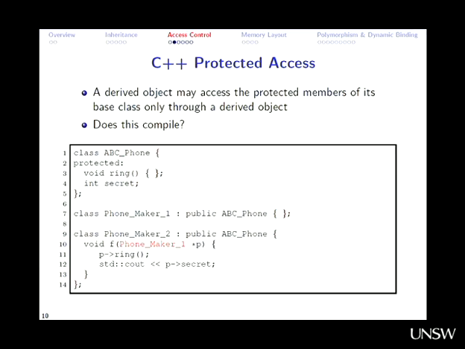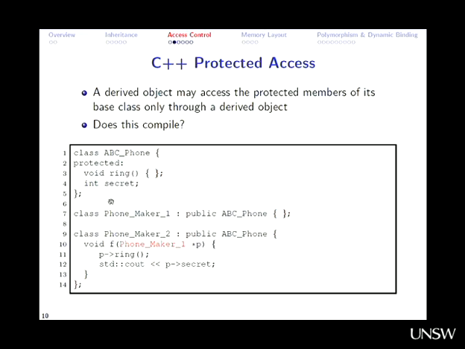Okay, here's another example. We have a class called ABC Phone. The class called ABC Phone has a function called ring. That's protected. It's also got a protected data field called secret. So we have a base class called ABC Phone. It's got a protected function and a protected field.